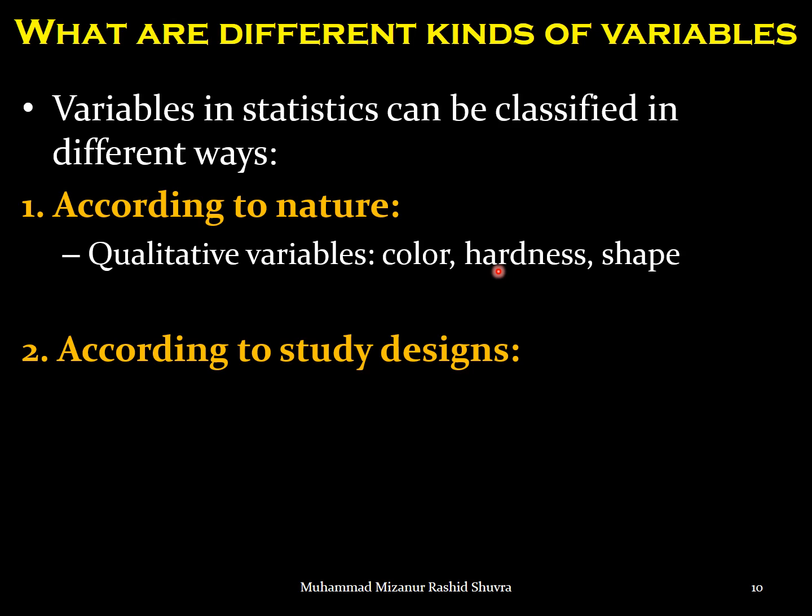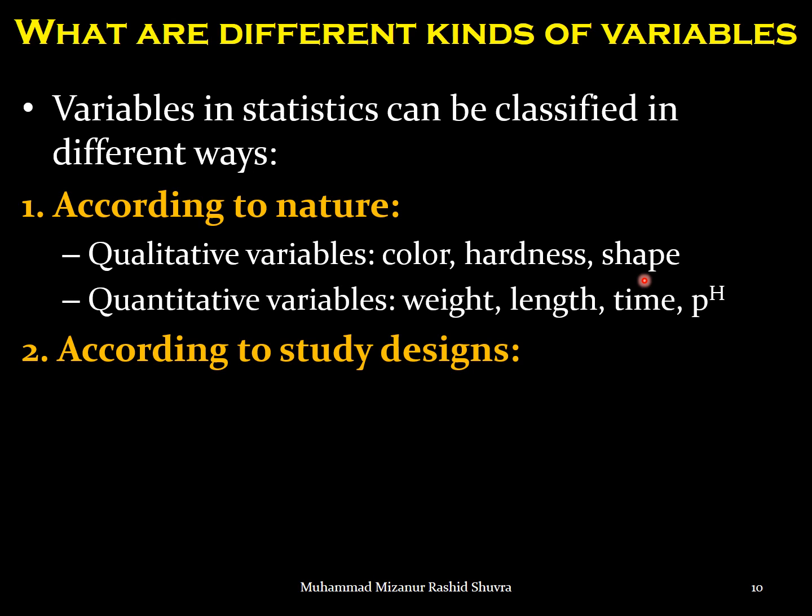It's the hardest thing. Shape itself can be a variable, and the data that you get are not in numbers. You get square shape, round shape. Those are not numbers, but you code them later and say all the square tablets are coded 1, all the round tablets coded 2, etc.